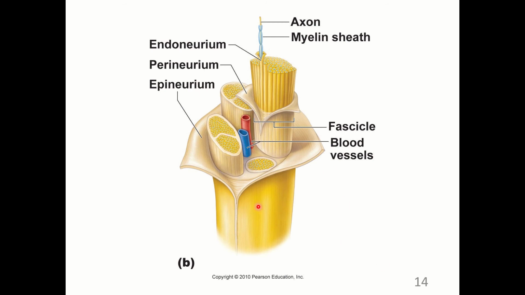Here is a nerve showing the epineurium, the perineurium, and the endoneurium. The epineurium surrounds the entire nerve and protects the nerve like a tough leather sheath. The perineurium surrounds a bundle of axons, and the endoneurium surrounds individual axons. This helps to insulate the axons from one another, because recall, we have sensory and motor axons traveling in the same nerve.